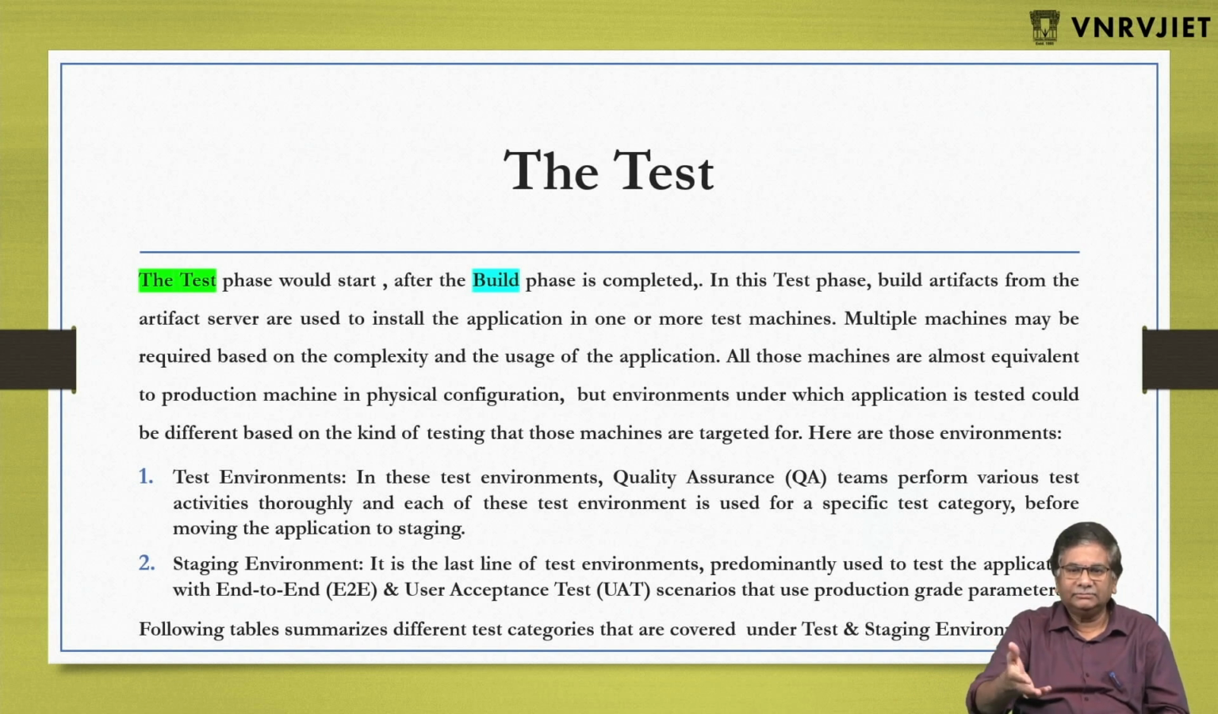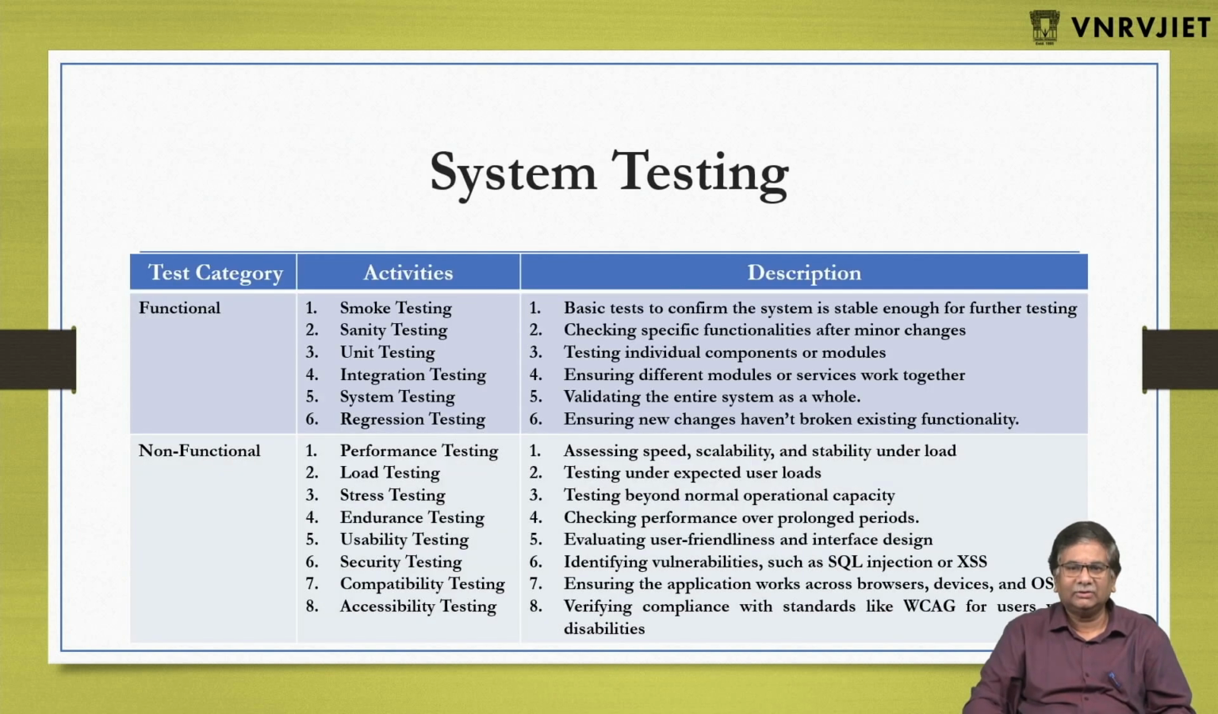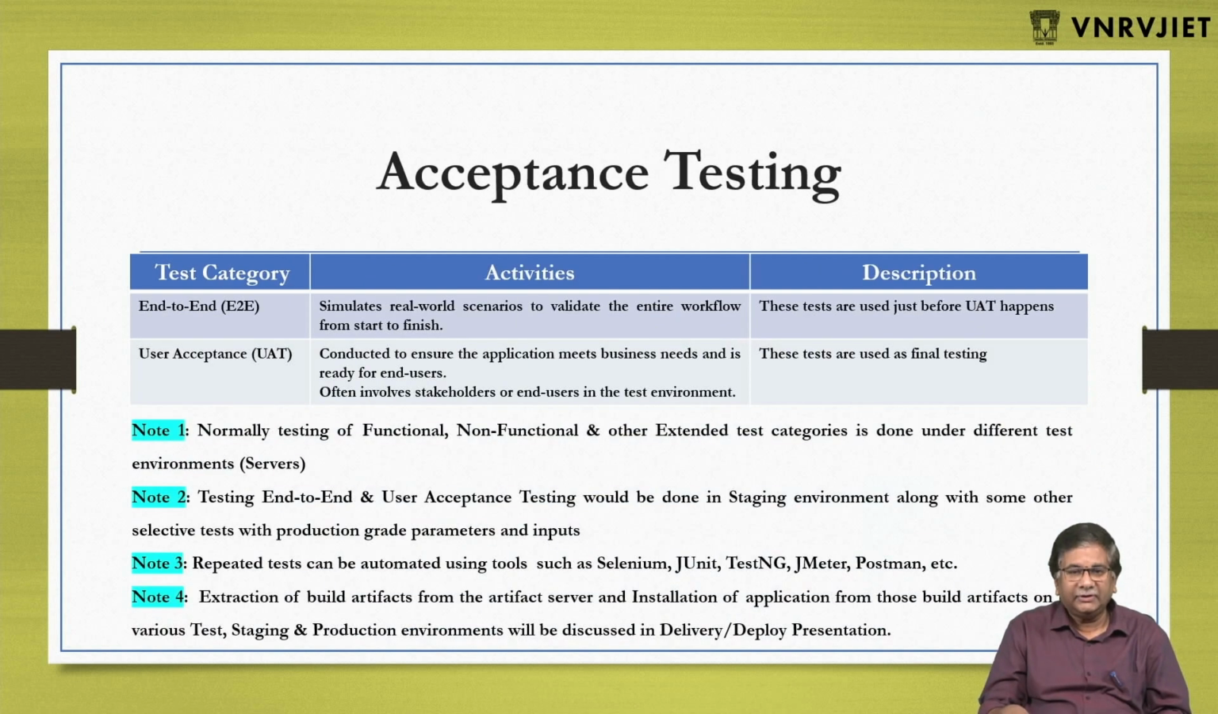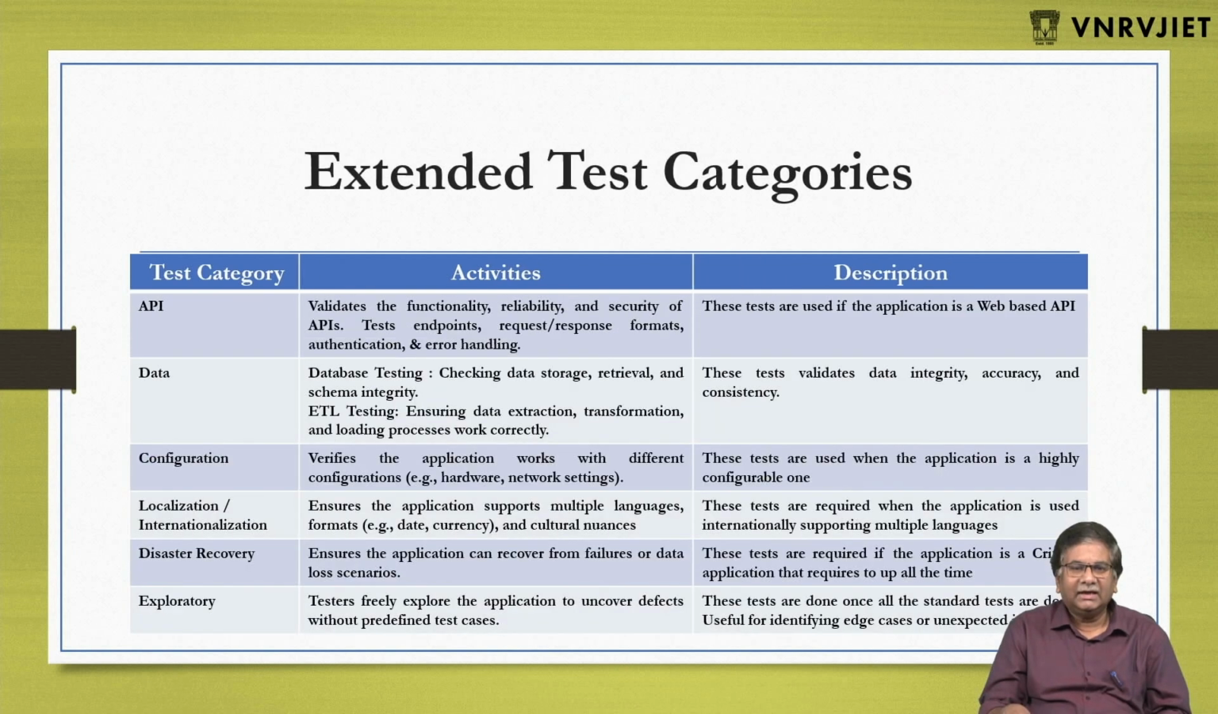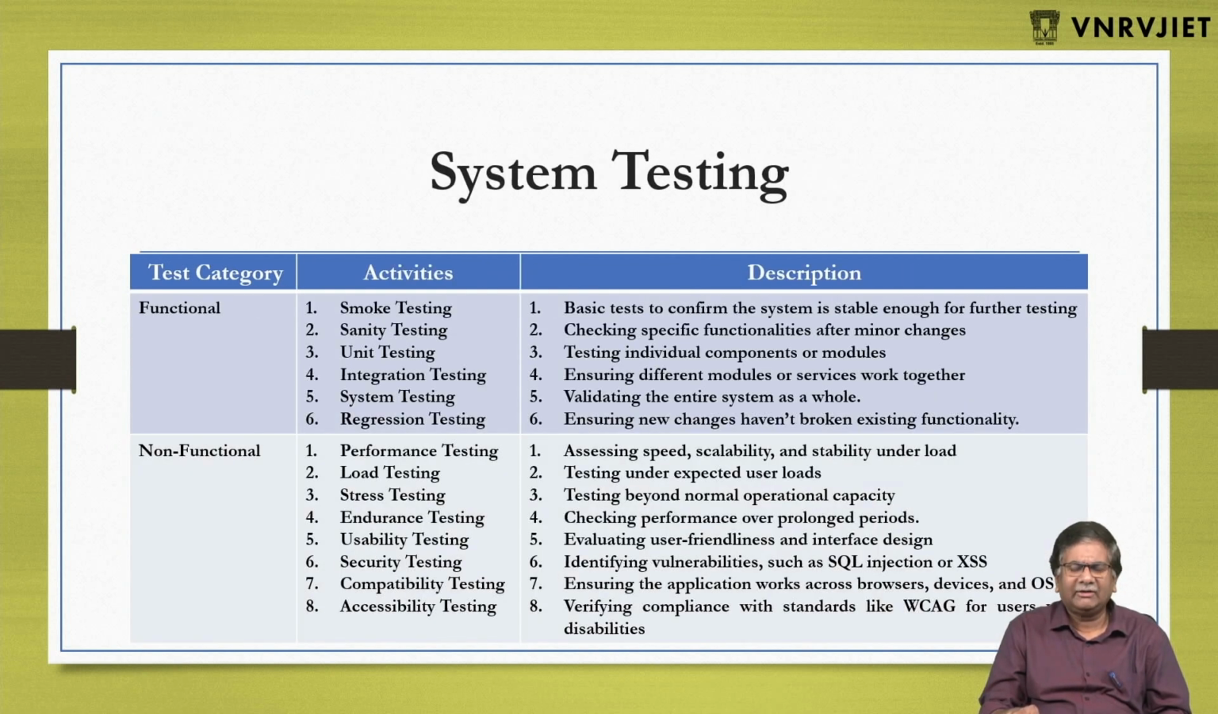I have created a table that summarizes the various test categories. Let's go through them. There are several tests, like functional tests, non-functional tests, end-to-end tests, user acceptance tests, API tests, data tests, configuration tests, localization tests, disaster recovery, and so on. There are so many other things which I might have omitted, but let's talk about each a little bit in detail.